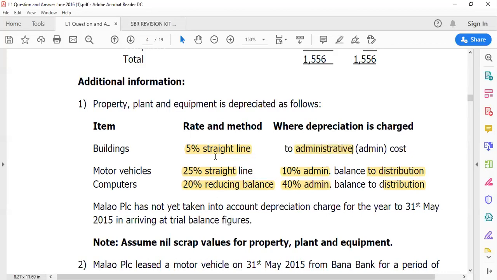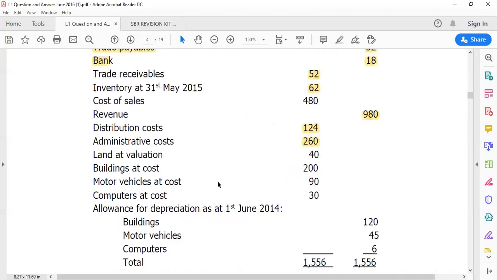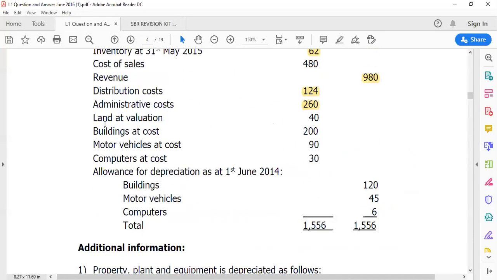Let's go to the figures in our SFP, in our trial balance. So I'm hoping that you've gotten the screenshot. Let's go to our assets. There goes our assets. Land at valuation. So let me just work these ones out for you here quickly. Land at valuation. What have we been told? There we go. We've been told here. See the land? Land is 200. 200, 90, and 30. These are easy. Simply bring them the way they are.